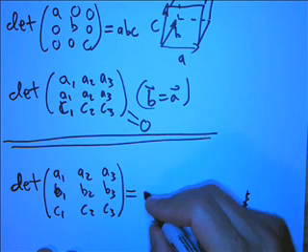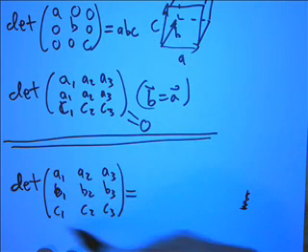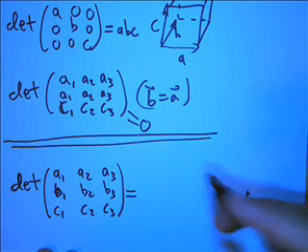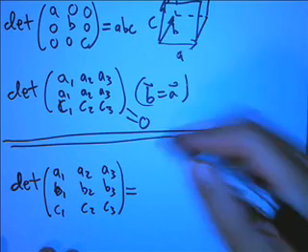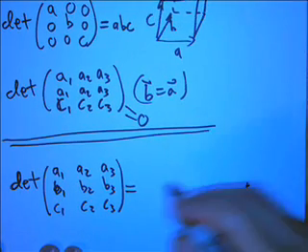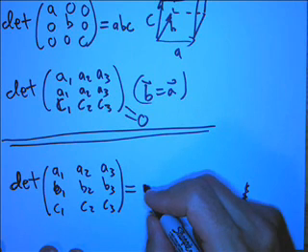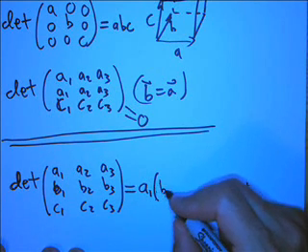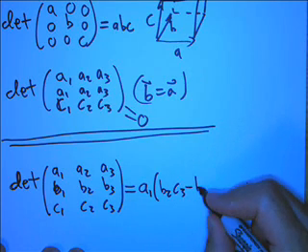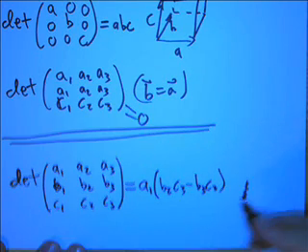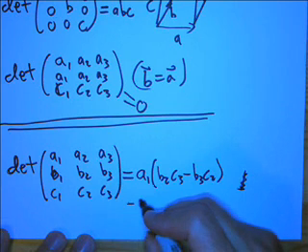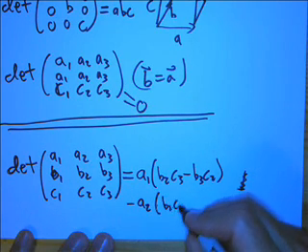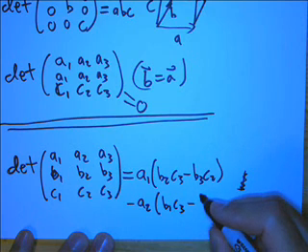I'm basically going to say this is a sum with plus or minus signs of products of A's, B's, and C's. And based on what we've said, it's not that hard to show that it has to be something like that. So it's going to be A1 times B2, C3 minus B3, C2, and then minus A2 times B1, C3 minus B3, C1.